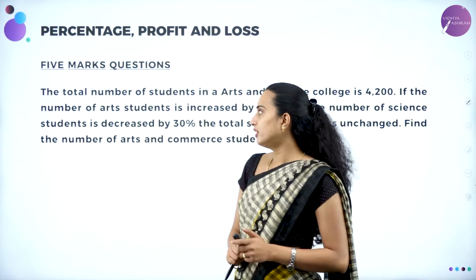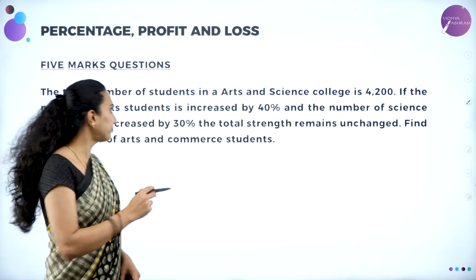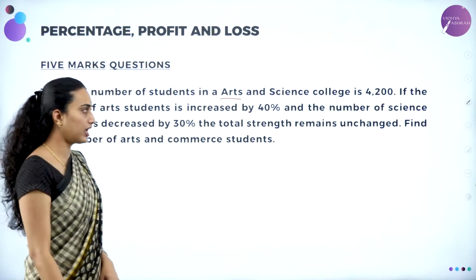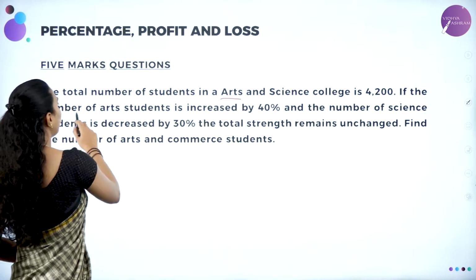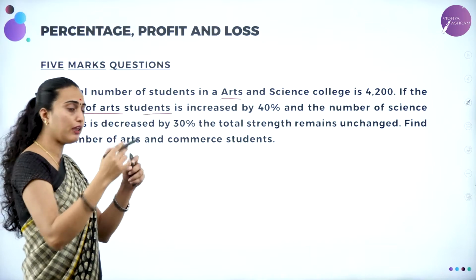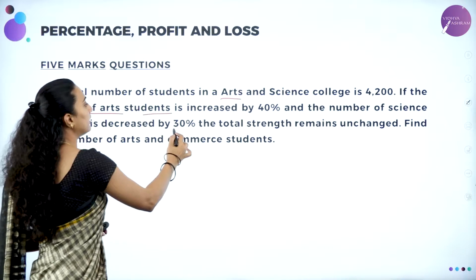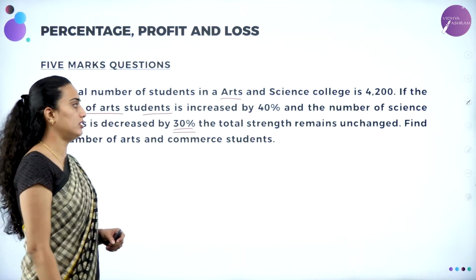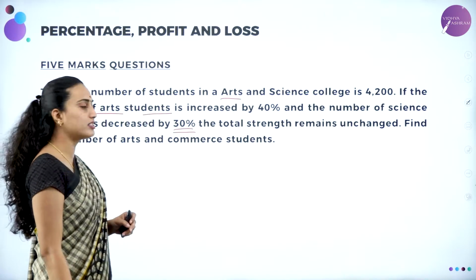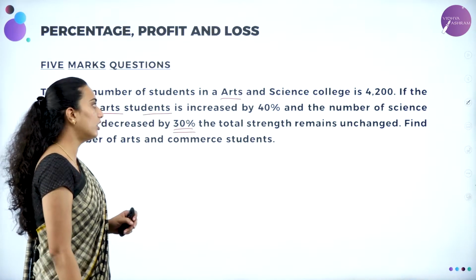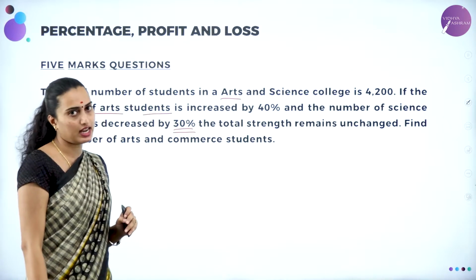So the first problem, they have given the total number of students in Arts and Science College is 4,200. If the number of arts students is increased by 40% and the number of science students is decreased by 30%, the total strength remains unchanged. Find the number of arts and commerce students. So here, instead of commerce, they have given it as science. Here you can take it as science students.